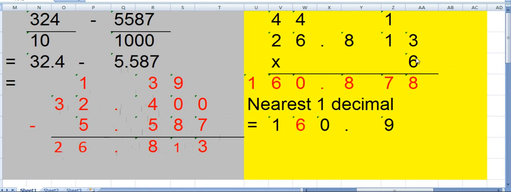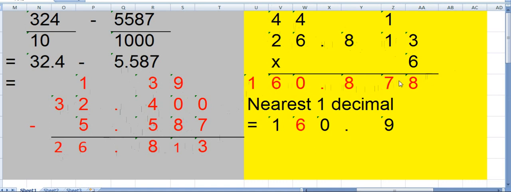We are required to find out the multiplication of this difference and 6. So multiply this 26.813 multiplied by 6. So it becomes 6 times 3 is 18, 1 carried; 6 times 1 is 6 plus 1 is 7; 6 times 8 is 48, 4 carried; 6 times 6 is 36 plus 4 is 40; 6 times 2 is 12 plus 4 is 16. So 160.878.